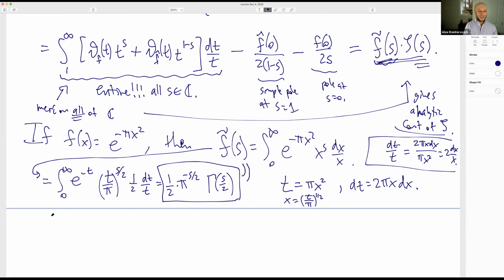And so let's look at what we just proved. We proved that 1/2, so now I'm going to plug this in here. 1/2 pi to the minus s over 2, gamma of s over 2. Gamma we know has meromorphic continuation, times zeta of s is equal to, let's read this formula. I have an integral from 1 to infinity.